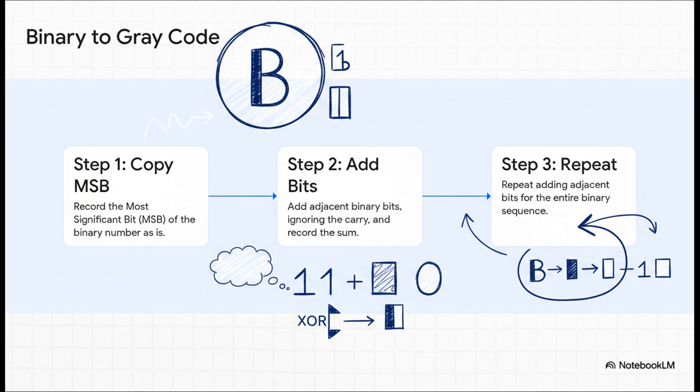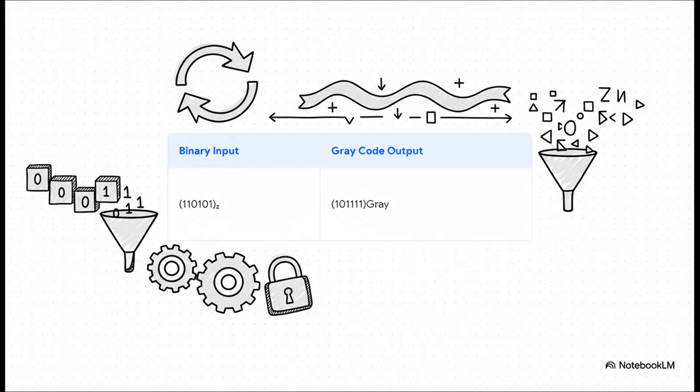Then for the rest of the bits, you just add adjacent pairs from the original binary number. Just remember these simple rules. 0 plus 0 is 0, 0 plus 1 is 1, 1 plus 0 is 1, and the special one, 1 plus 1 is 0. You just keep doing that all the way to the end. Let's run through a quick example together.